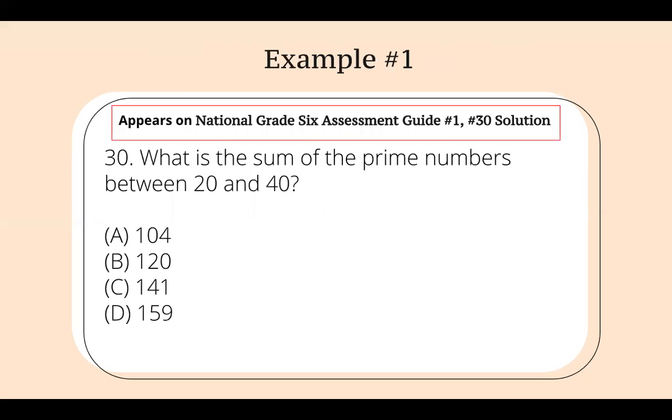Example 1. This question was asked on the National Grade 6 Assessment Guide, number 30. What is the sum of the prime numbers between 20 and 40? A, 104, B, 120, C, 141, or D, 159?